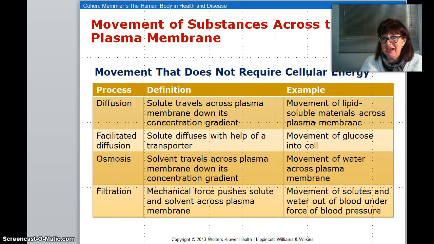When you look at passive transport, there are a couple of categories of non-active, non-energy requiring, or passive transport. One is diffusion, which is basically simple movement down a concentration gradient. You could have facilitated diffusion, which is down a concentration gradient with the help of a channel.